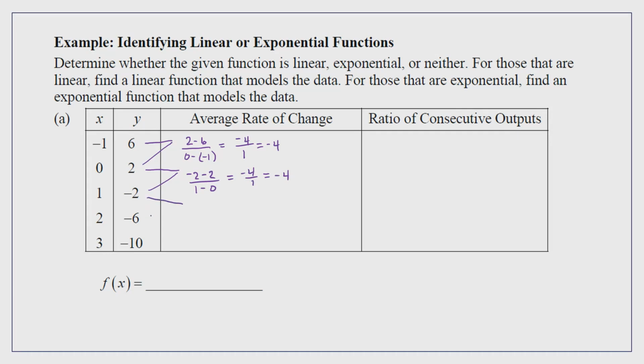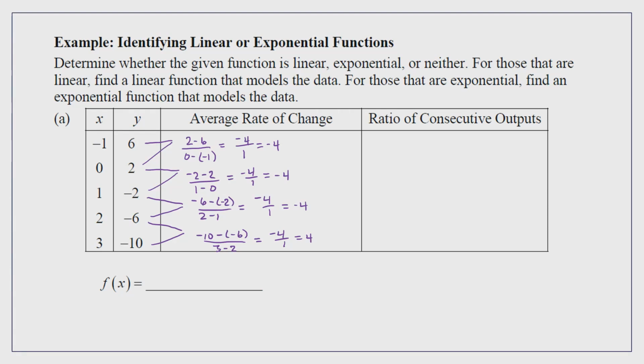And then we'll do the same thing for the next two. So negative 6 minus negative 2 over 2 minus 1, which equals negative 4 over 1, which equals negative 4. And then for the last set, negative 10 minus negative 6, over 3 minus 2, equals negative 4 over 1, which equals negative 4. Okay, so notice that the average rate of change is negative 4.